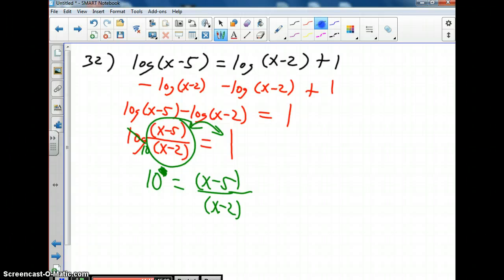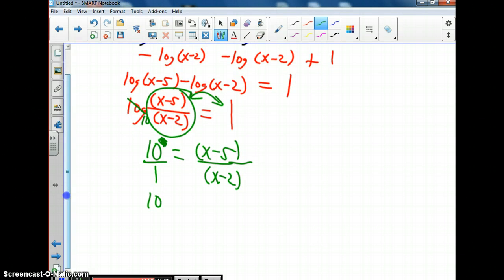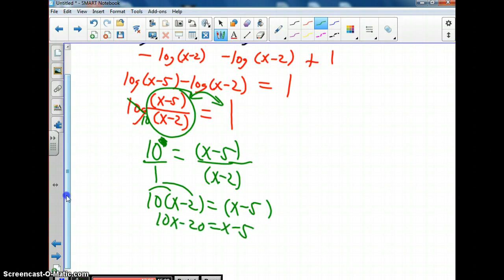Oh my gosh, wait. I know what to do. Put a little 1 under here. And so it's a proportion, and you cross multiply. So you get 10 times (x minus 2) equals x minus 5. And then you're going to distribute, so 10x minus 20 equals x minus 5.